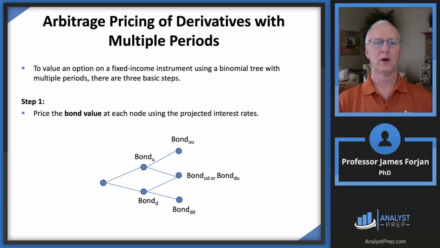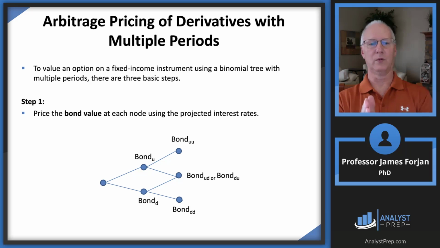All right, let's go ahead and value an option on a fixed income instrument using a binomial tree with multiple periods. What we're going to do is price the bond at each node using those projected interest rates. We have time period 0, so we'll price the bond at time period 1, up and down states. We'll price the bond at time period 2, up and down states, up and down states.